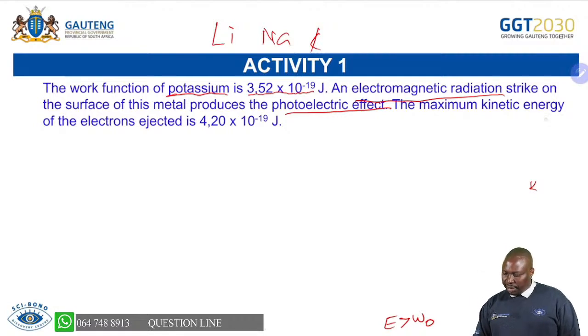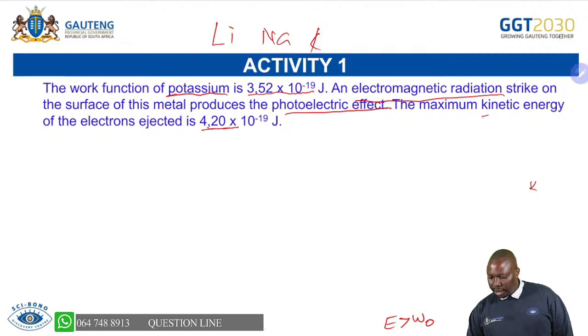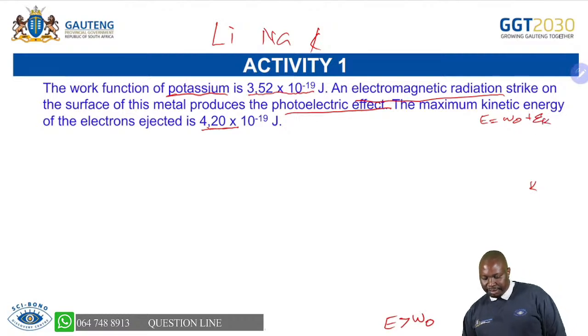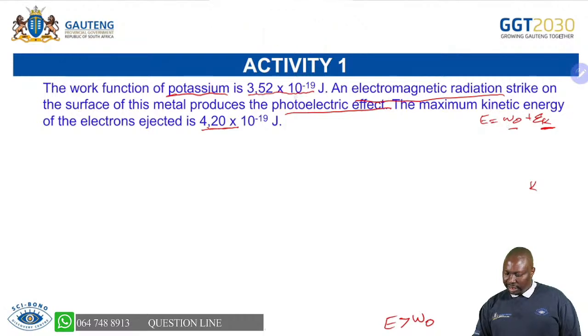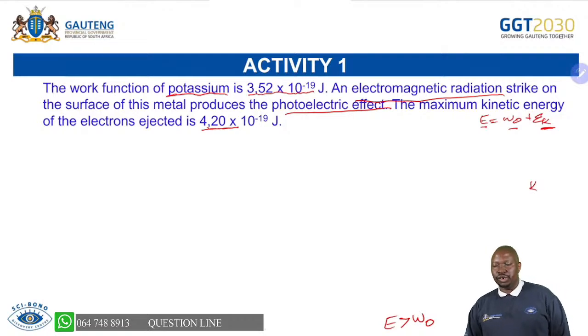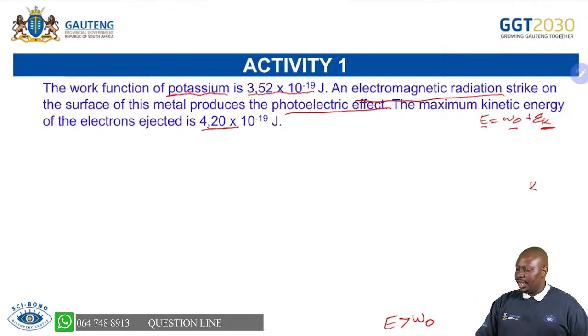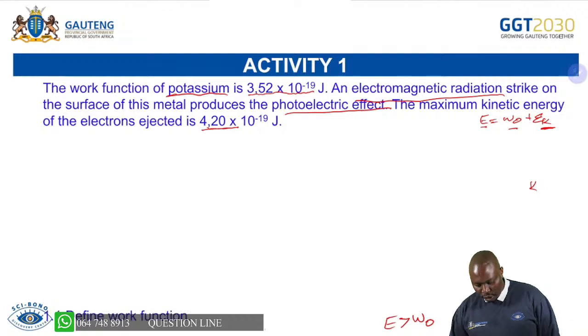So now the maximum kinetic energy of the electrons ejected is 4,20. So you are able to see now that from the equation of the photoelectric effect, which is E equals work function plus EK, you must always remember that, we're given this as 4,20 times 10 to the power of minus 19 joules, and we're given the work function as 3,52. So if you add those two, you will be able to determine the energy of the photon. So this is what we are given. Now let's go to questions.